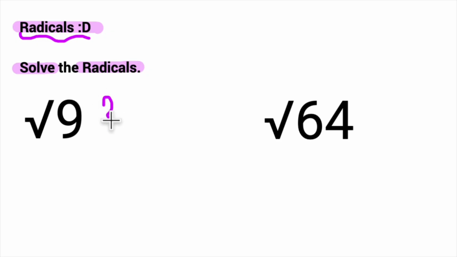So we need to find the square root of 9. So how do we do this? All we have to do is find two numbers that multiply to get 9. So I know 3 times 3 makes 9. So all we're going to have is 3 for our answer.